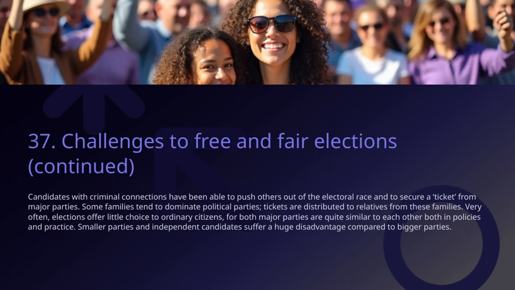When you look at the broader picture, elections often end up offering very little real choice to ordinary citizens. This is because the two main parties are quite similar, both in their policies and how they operate in practice. So, voters may feel like they're choosing between different versions of the same thing. Finally, smaller parties and independent candidates face enormous challenges. They're at a distinct disadvantage compared to the bigger parties, which makes it harder for diverse voices and alternative ideas to gain traction. All of these factors together highlight why challenges to electoral fairness remain a serious concern in many contexts.